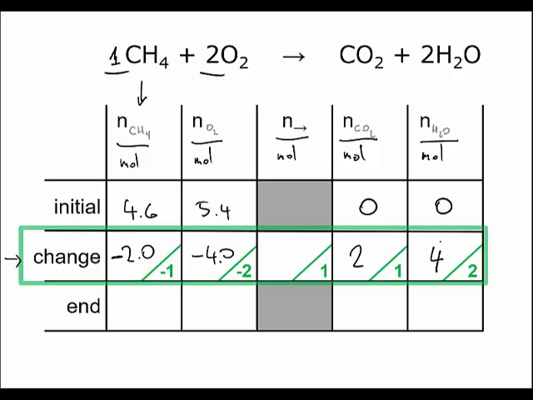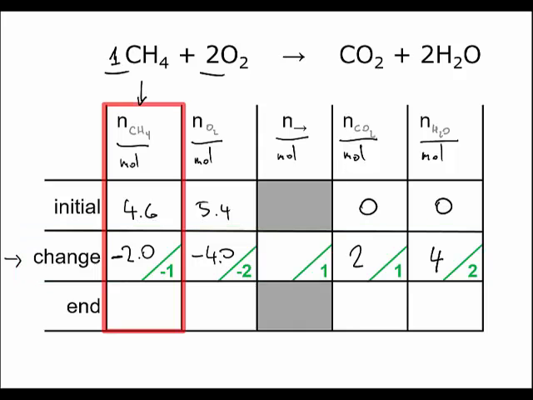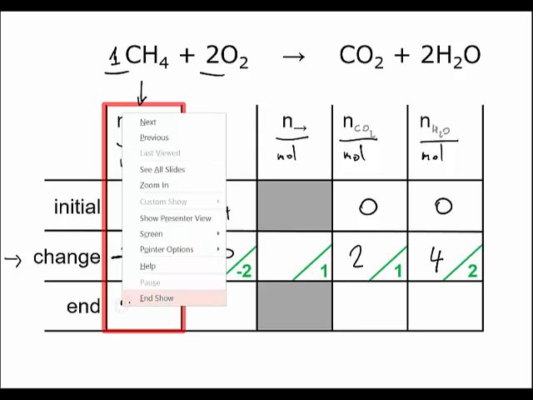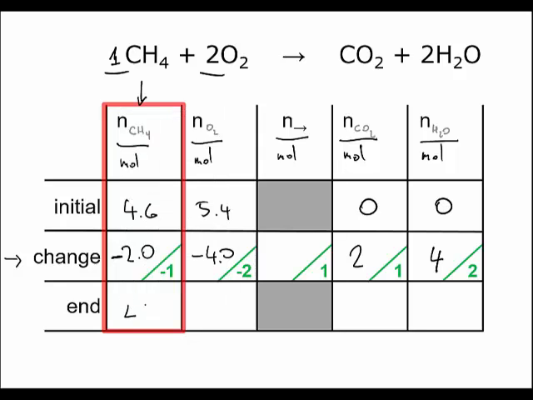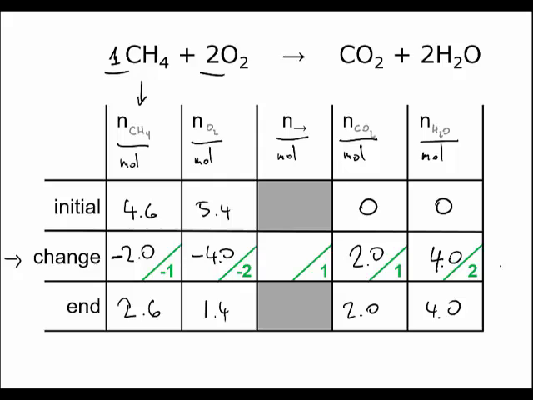Now that we completed the change row, we know the initial amount and the change in amount for every species, reactant or product, in the reaction. Now we can add the change to the initial amount to figure out how much of each species we have at the end. So at the end we have 2.6 moles of methane, less than initially, and 1.4 moles of dioxygen, also less than initially. If we start out with no product, we will have 2 moles of carbon dioxide and 4 moles of water after the reaction, which is more than we had initially.